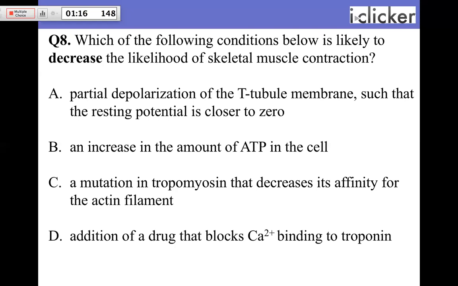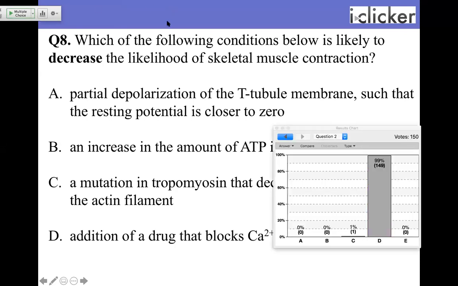All right, how's everybody doing? So we're looking for which event would decrease the likelihood of contraction. Five more seconds. All right, let me close it up. All right, let's see what we've got here. It looks like the popular answer was D.